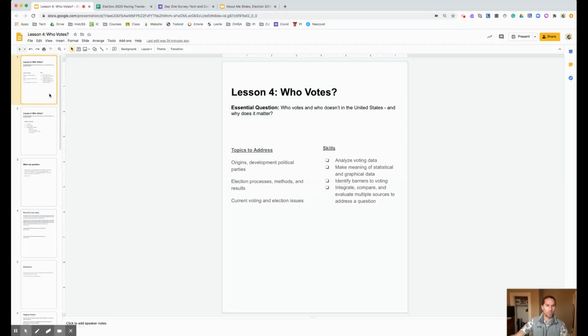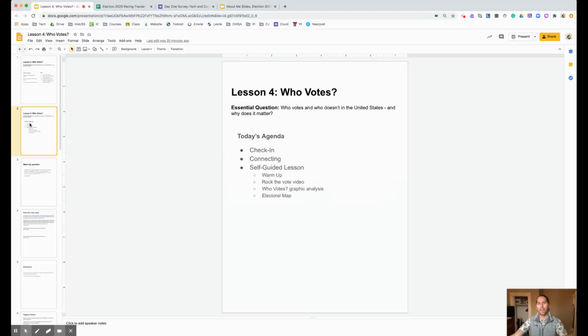We're looking at who votes today. Our essential question is this: who votes and who doesn't in the US, and why does that matter? So we're going to be looking at some graphs about who turns out to vote and why.